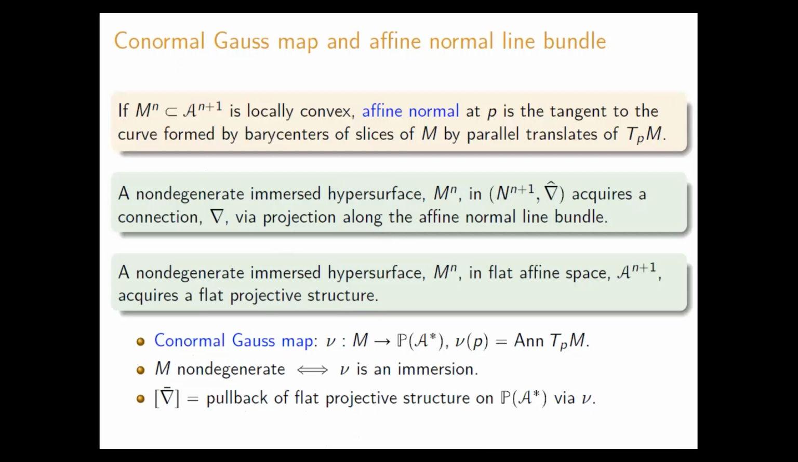In the convex case, I have a convex hypersurface. I pick a point. The tangent plane at that point lies on one side of the hypersurface. That's what convexity means. I can consider parallel translates of that tangent plane. They cut the surface in convex domains. I consider the curve formed by the barycenter of those convex domains. It passes through my initial point, and the tangent to it at that point is the affine normal line.